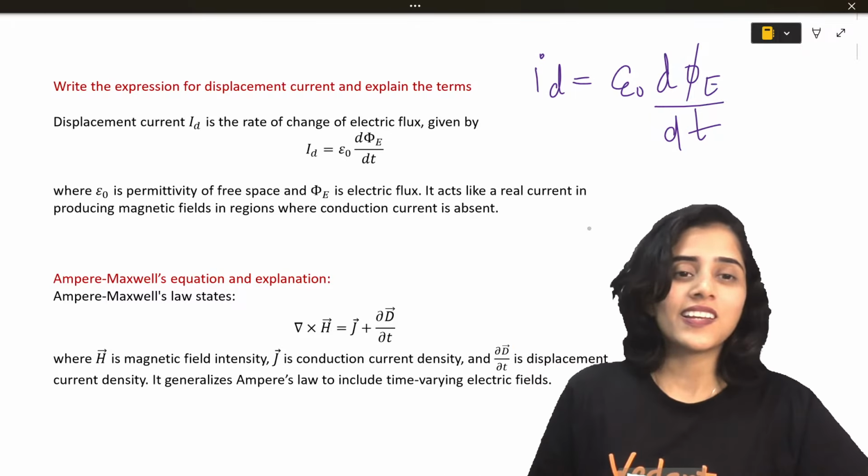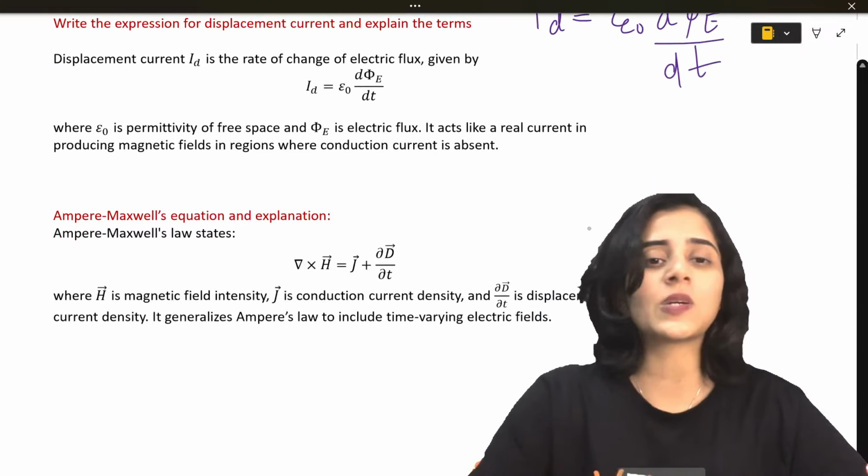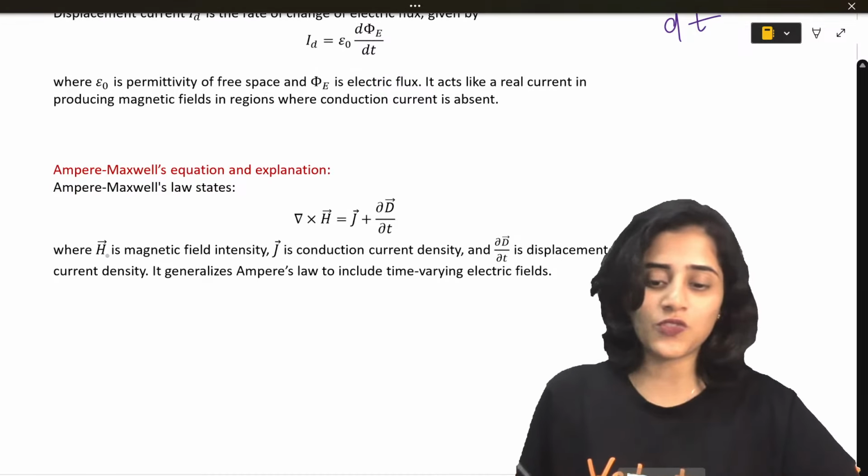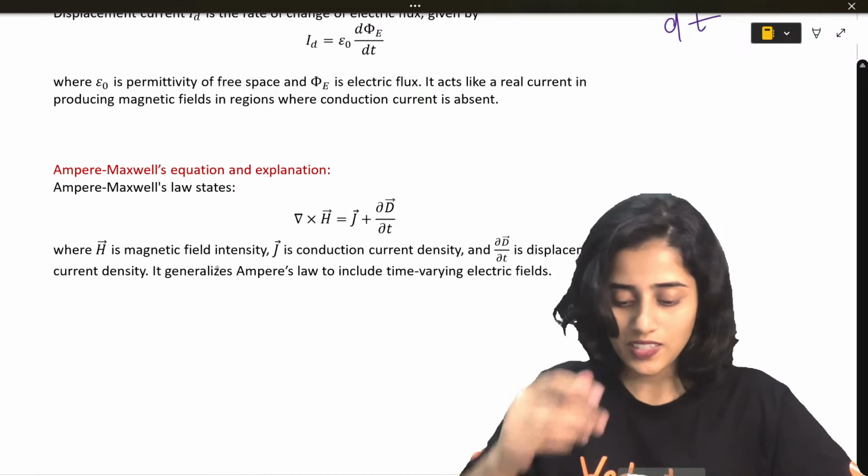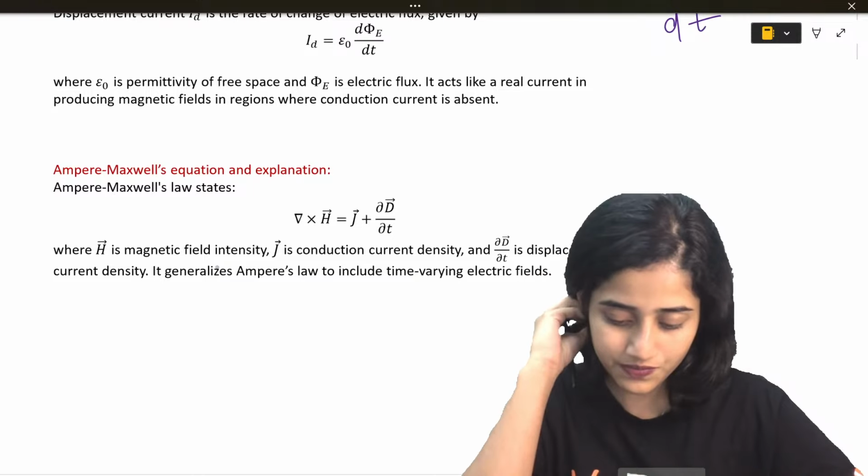Okay. Next is Ampere-Maxwell equation and explanation. So if you're asked for the Ampere-Maxwell equation, okay.